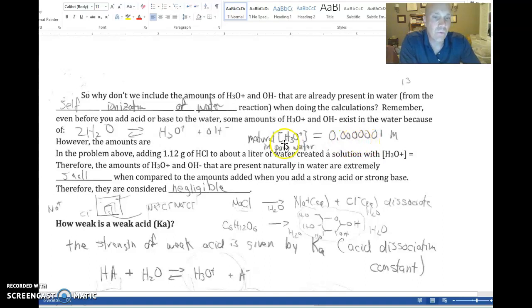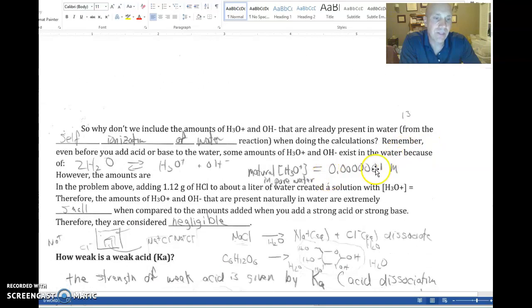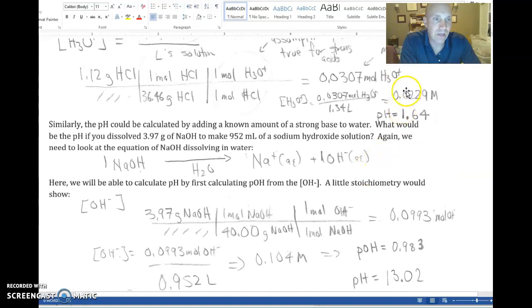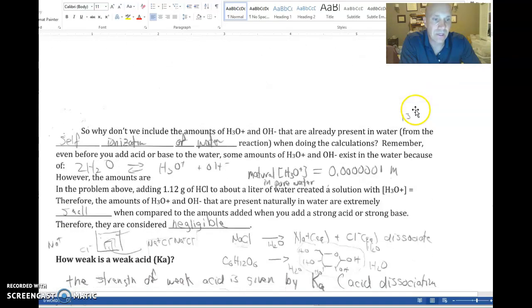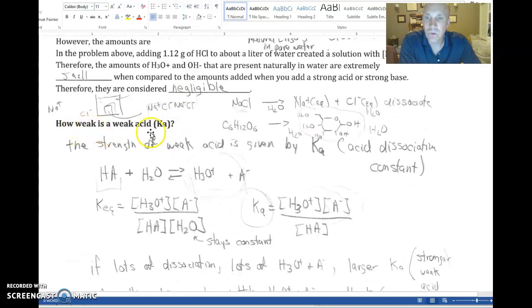If you wanted to talk about the total amount of H3O+, one way you might go about this is to add the amount that comes from adding the acid to the amount that's naturally there. If you do that, you would notice that it's essentially the same number as this right here, because of where this is in terms of the overall number. Because this amount ends up being so small, you can essentially ignore its contribution when you're doing calculations for strong acids. Okay, so moving on to weak acids.